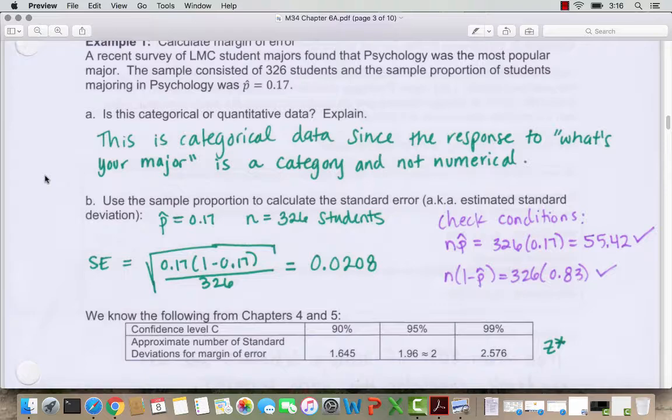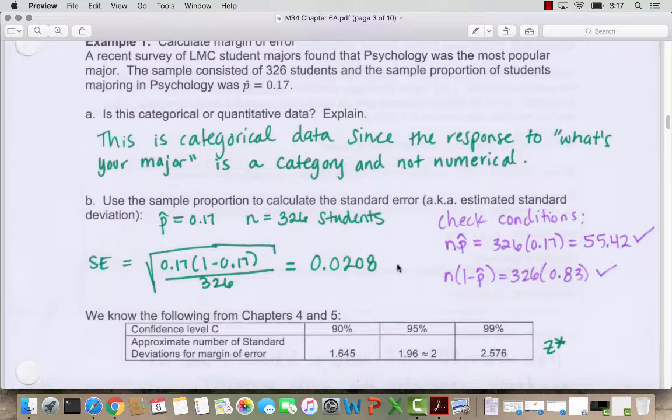We use the fact that our p hat is 0.17 and that our sample size was 326 students. So we check the standard error formula. It's the square root of 0.17 times 1 minus 0.17, which will be 0.83, divided by 326. From my calculator, you can verify this works out to be 0.0208.